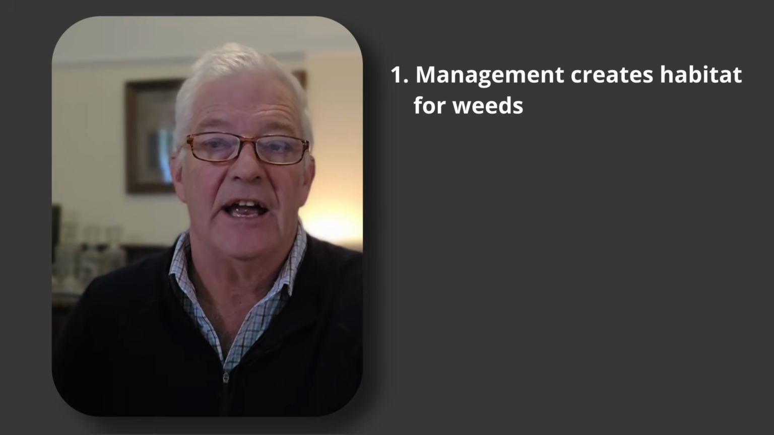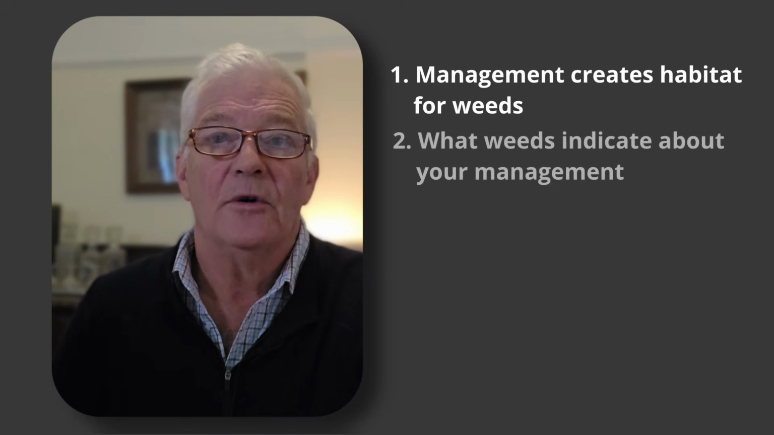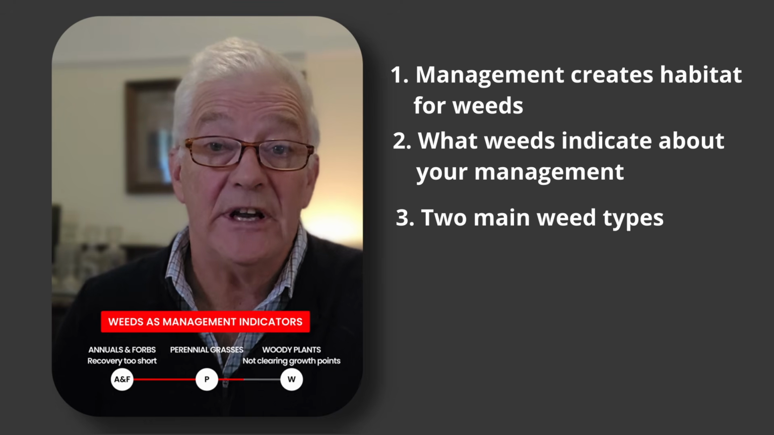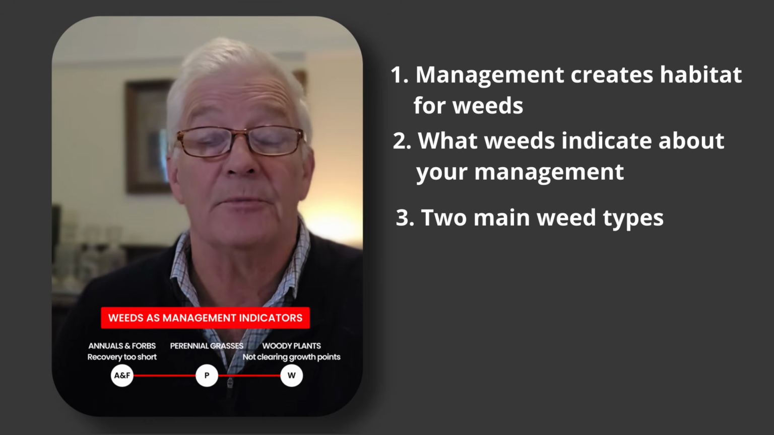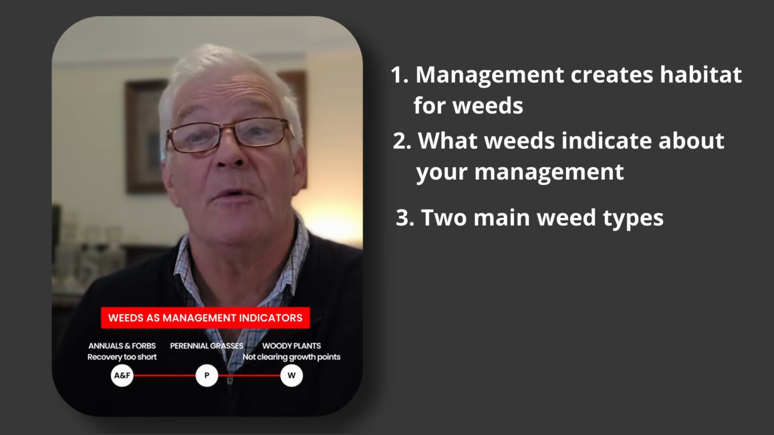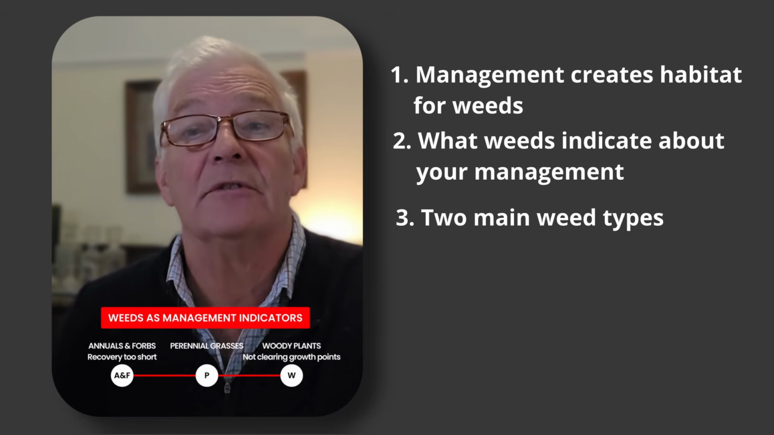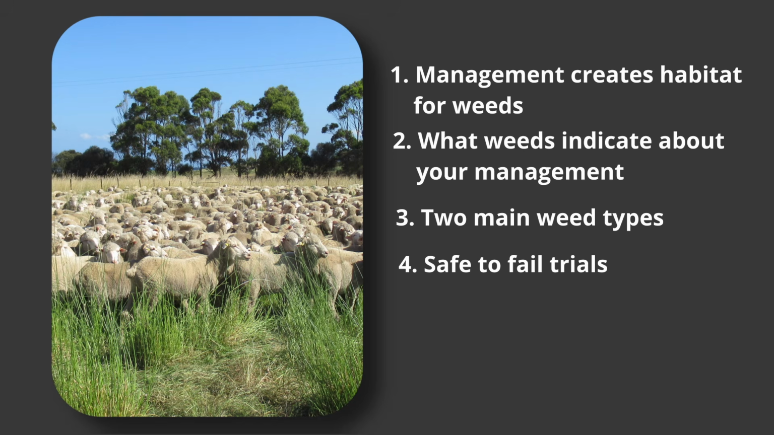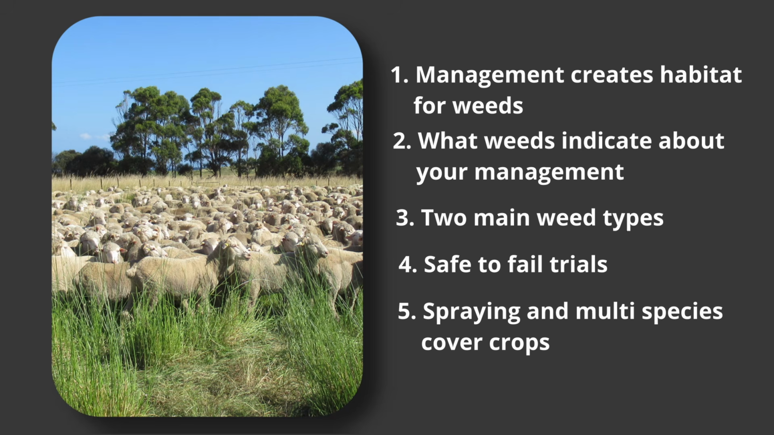As a recap, I covered: it is management that creates the habitat for weeds. What do weeds indicate about your management? The two main weed types: annuals and forbs from recoveries too short at one end, and woody types from not clearing perennial grass growth points at the other end. Safe to fail trials to find the recovery, stock density and plant utilisation that creates dense perennial grasslands. And finally, the value of spraying and multi-species cover cropping on weed control.